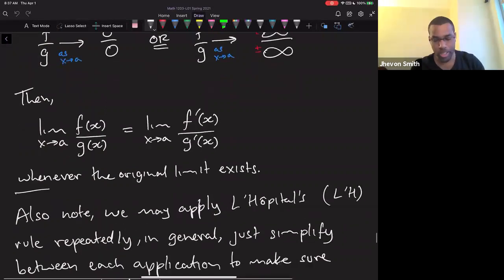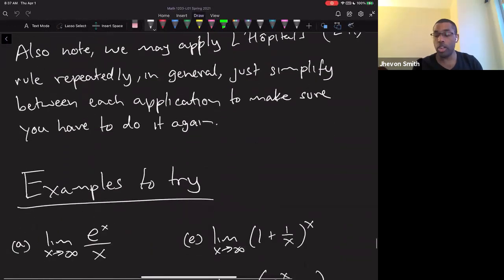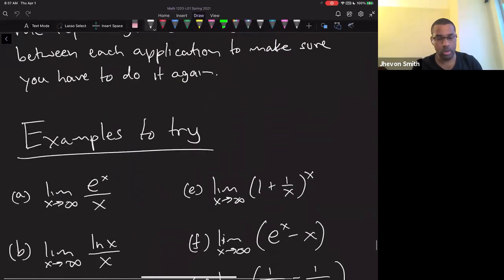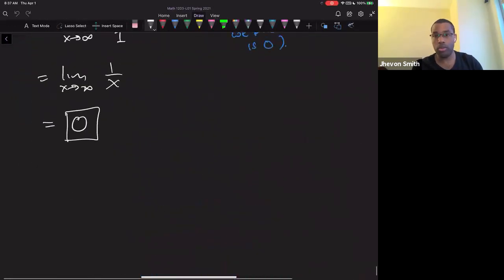Okay, so the functions we're using in this class are going to be nice. You should also note that you can use L'Hopital's rule repeatedly. We might see that soon as well. And we had some examples that we were going through, but we only went through 2 of them.